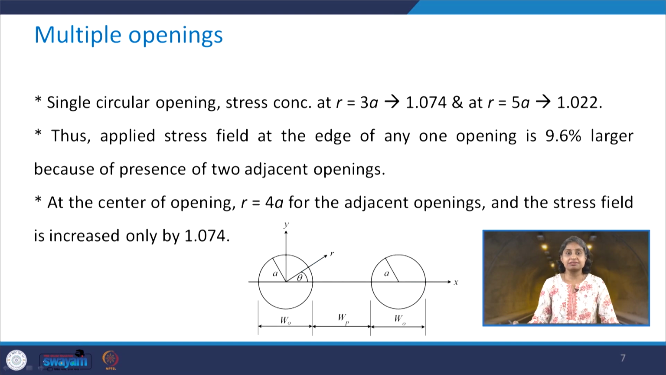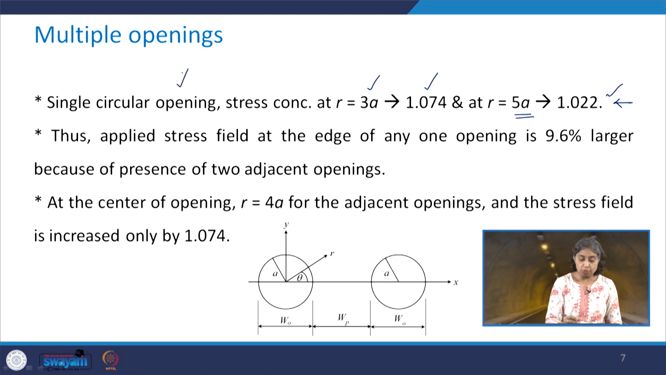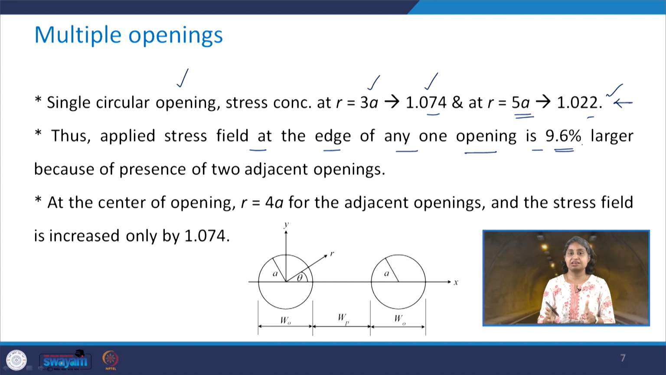Now, we have seen that in case of the single circular opening, the stress concentration at R equal to 3A was found to be 1.074, and at 5A it was 1.022. This you can refer to one of our earlier lectures where we discussed the single circular opening. So these values have been picked from there only. Therefore, the applied stress field at the edge of any one of the openings is going to be about 9.6% larger because of the presence of two adjacent openings.